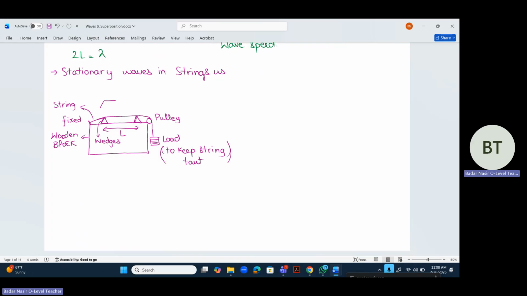So I have placed a loudspeaker, and we have connected it to an audio frequency generator.